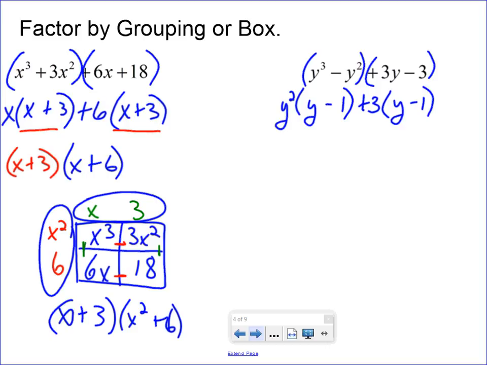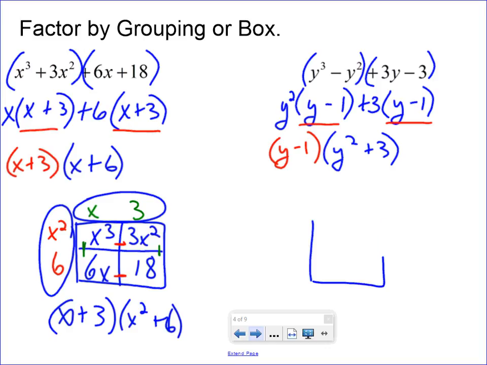So now, what's common between those two? I would say the y minus a 1 is common. And what I'd be left with is the y squared plus a 3. Okay, if I did it using the box method, which again, I prefer the box method, I'd have a y to the third, I'd have a minus y squared, I'd have a 3y, and I'd have a minus 3.